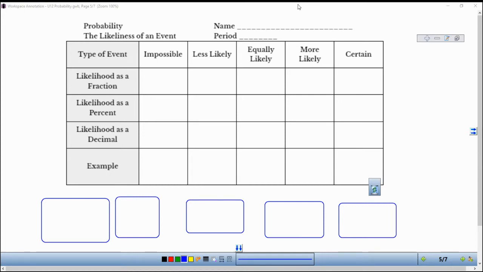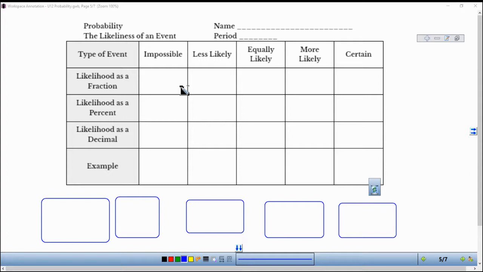We're going to be on page 6 of the probability packet, and we're going to take a look today. We're going to start with something that looks kind of familiar, and that's this chart here that helps us think about the likeliness of an event happening. There were different words last time that we looked at that might help us describe the type of event and how likely it is to happen: impossible, less likely, equally likely, more likely, and certain. Those are all words that help describe the likeliness that an event will take place.